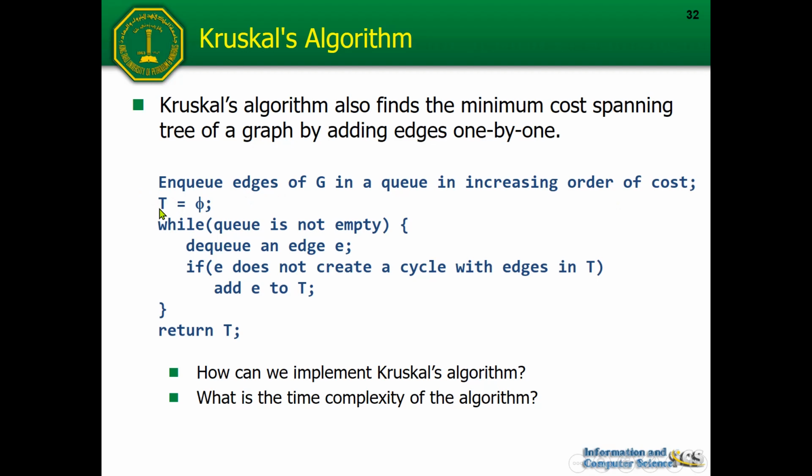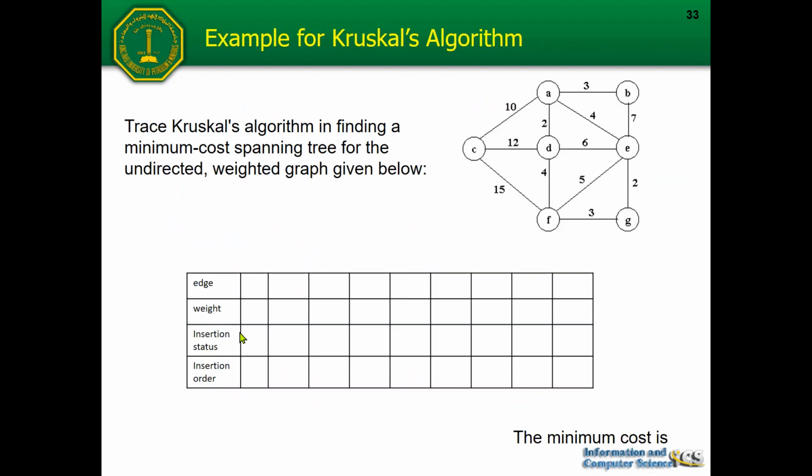Okay, then after that there is a set T that initially will be empty. Then while the queue is not empty, we just dequeue an edge E from the queue. Okay, then after that, if E doesn't create a cycle in T, then we just add E to T. Then we will do this until the queue is empty. Then we return T, which is the output of this algorithm, the minimum cost spanning tree of the graph. Okay, now just look at this example.